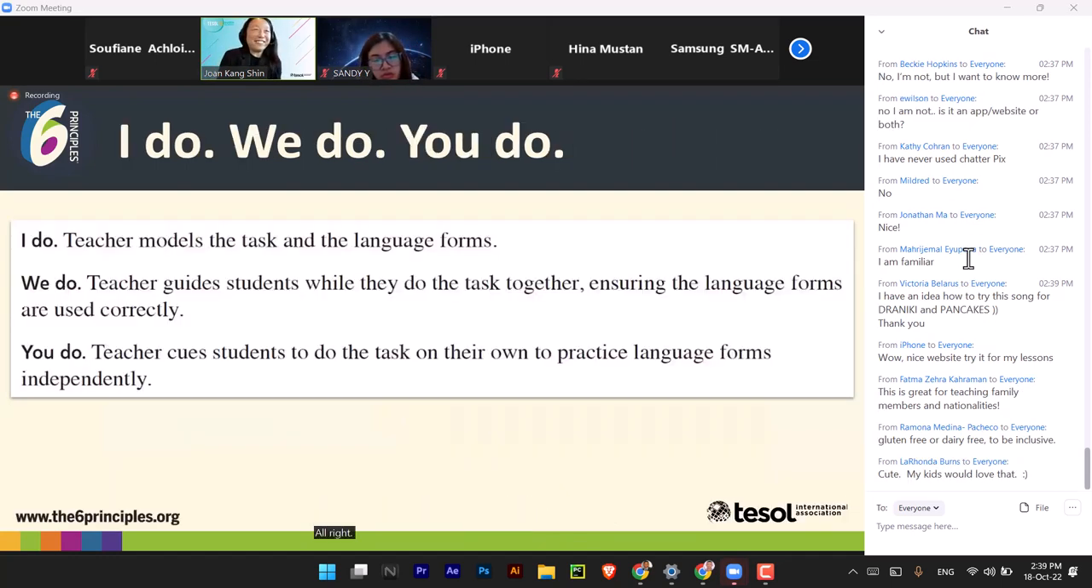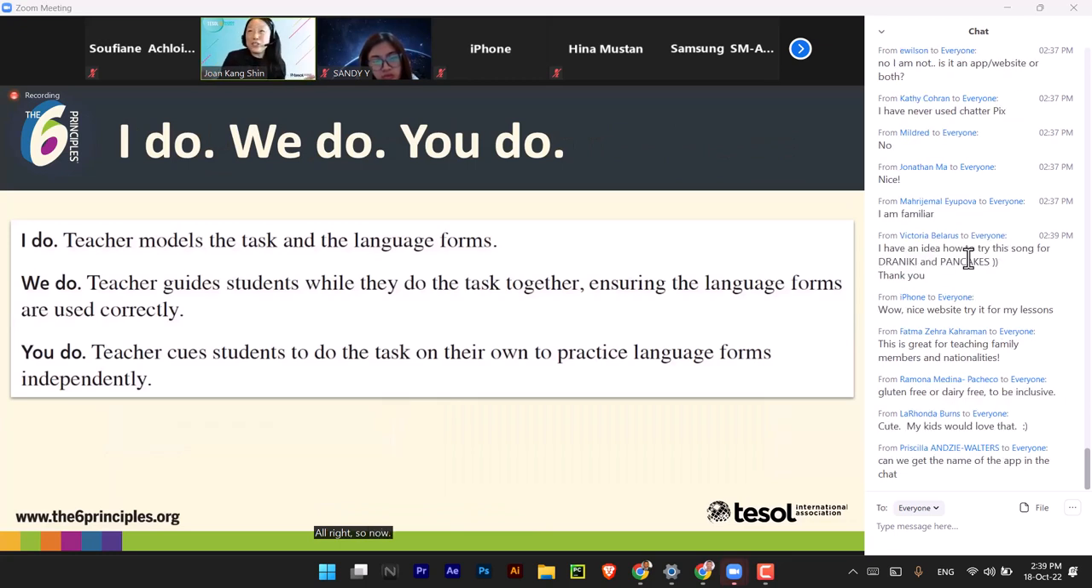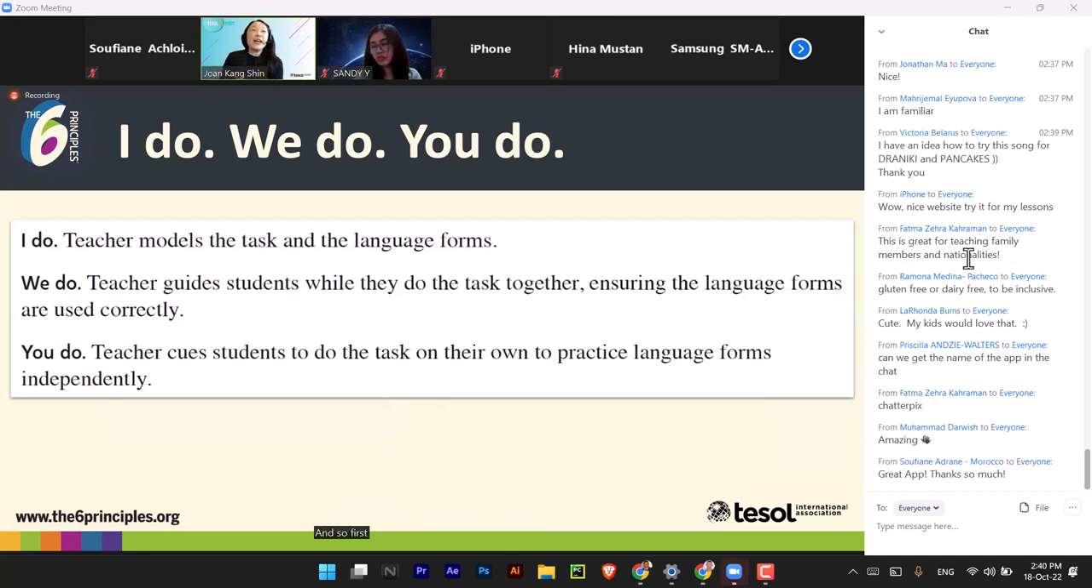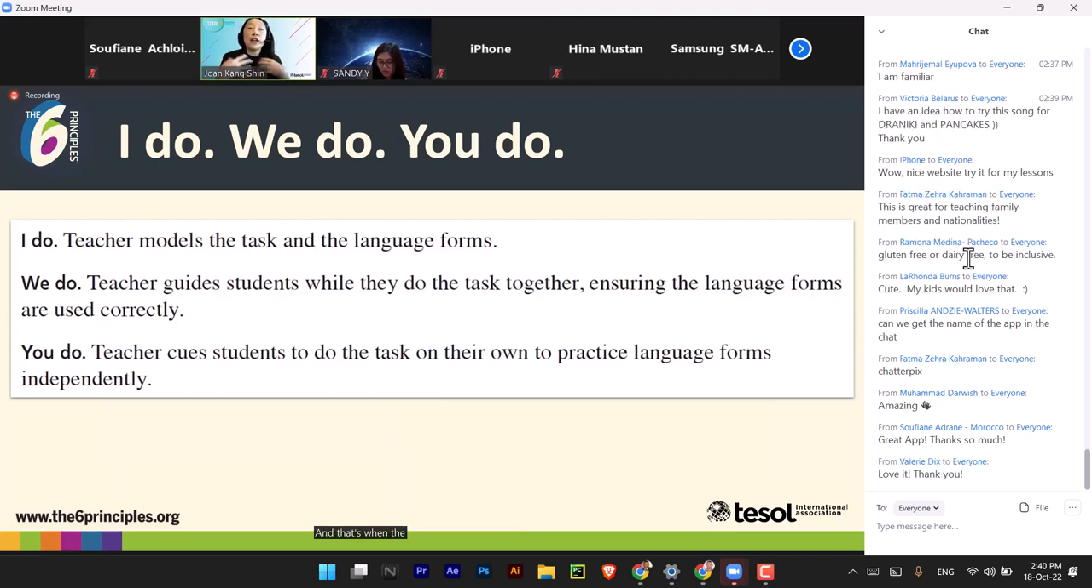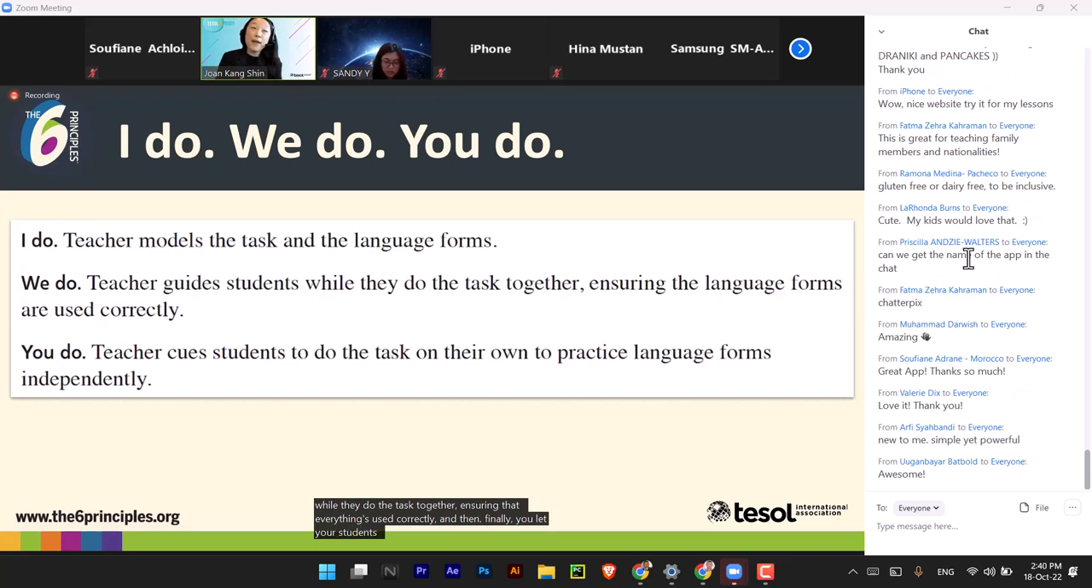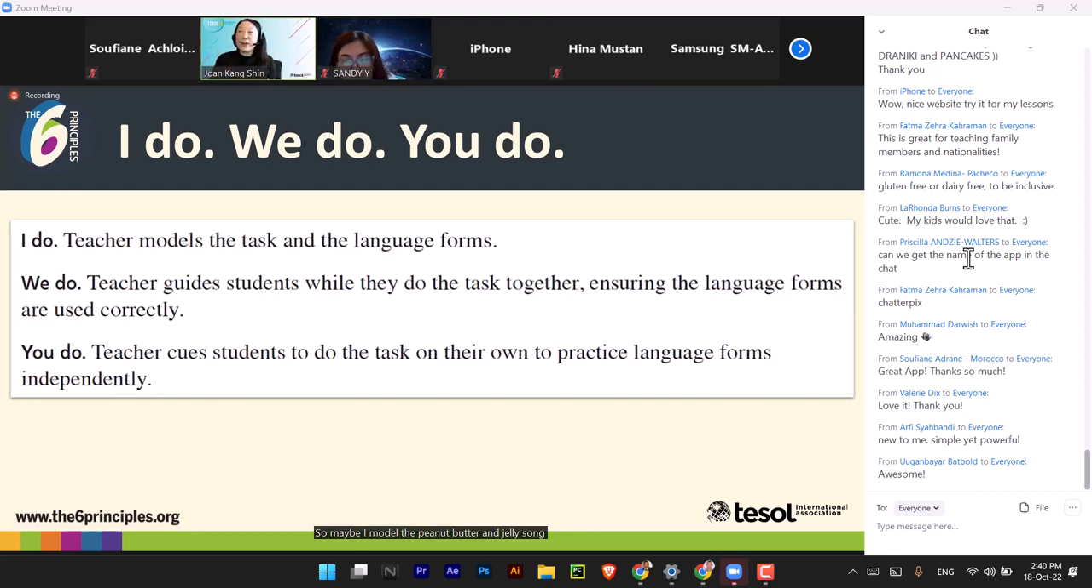All right, so now I also want to suggest that when you're teaching a language, sometimes it's helpful to do some scaffolding with your students. And so first, like this, I can model the task in the language forms. That's the I do. And then you do an activity together. And that's when the teacher guides the students while they do the task together, ensuring that everything's used correctly. And then finally, you let your students do it independently. And that's the you do part so that they can practice on their own. So maybe I model the peanut butter and jelly song, then we sing it together, and then students use ChatterPix to record it on their own.